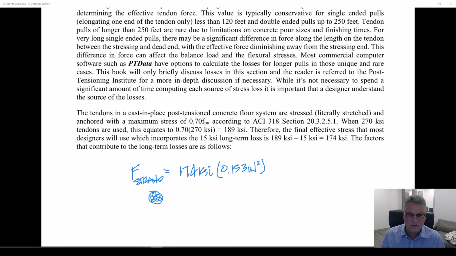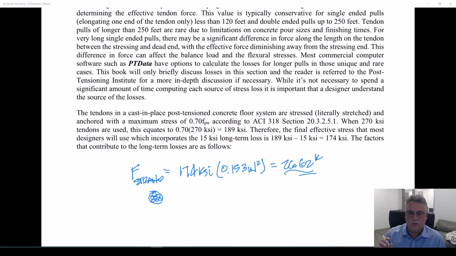But we call it a 1/2 inch strand or 1/2 inch tendon. And in reality, there's only 0.153 square inches of wire in there. So at 174 KSI times 0.153 square inches, that's not that pretty, but 26.62 kips per strand.